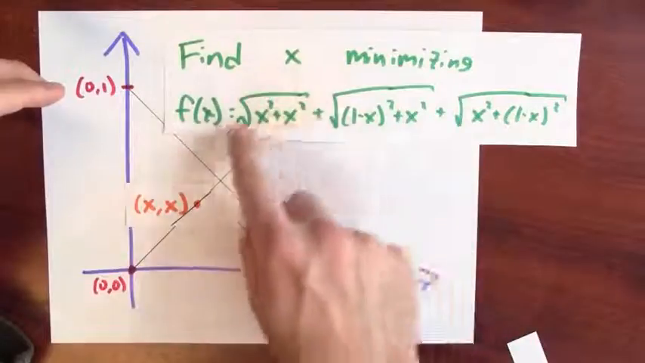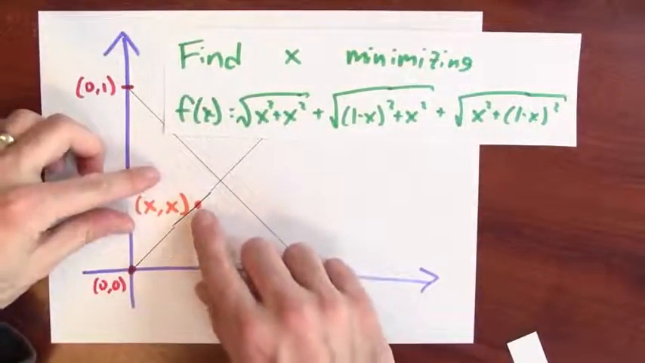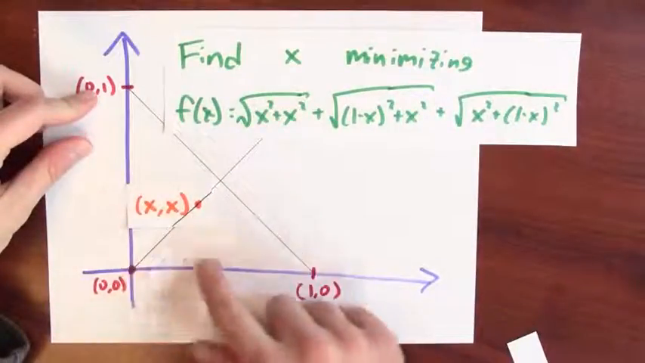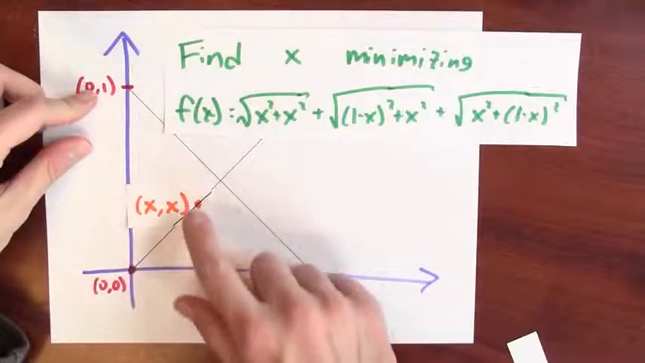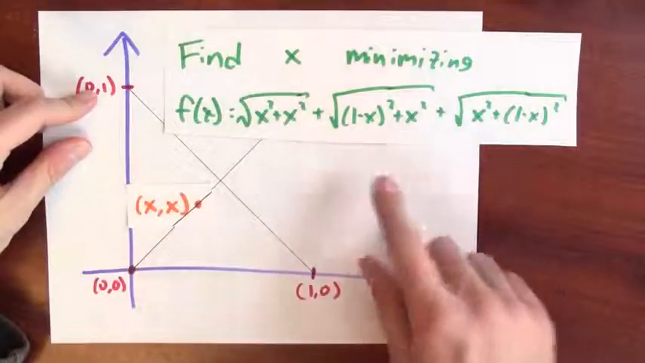This first part, the square root of x squared plus x squared, that's just the Pythagorean theorem, right? How far is the point (x, x) from the point (0, 0)? Well, here's a right triangle, and the 2 legs of this right triangle both have length x, so the length of the hypotenuse is the square root of x squared plus x squared.